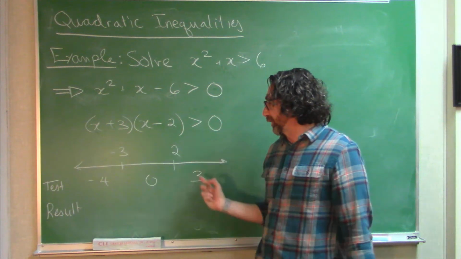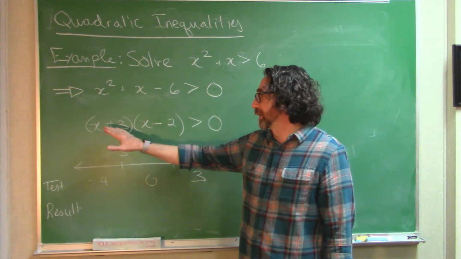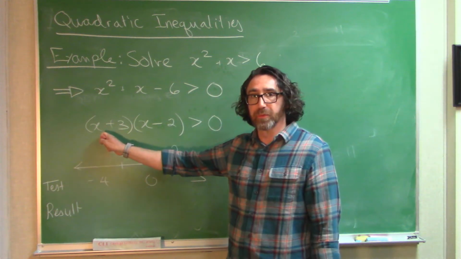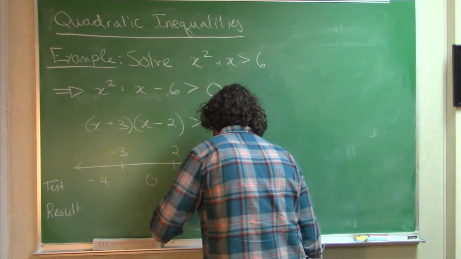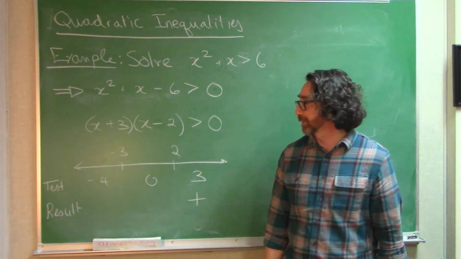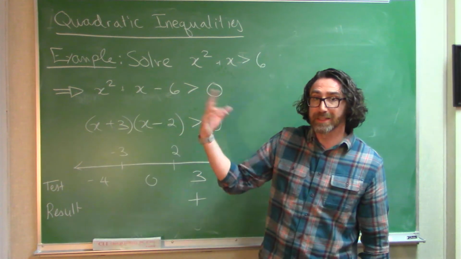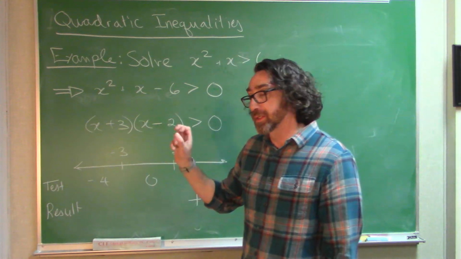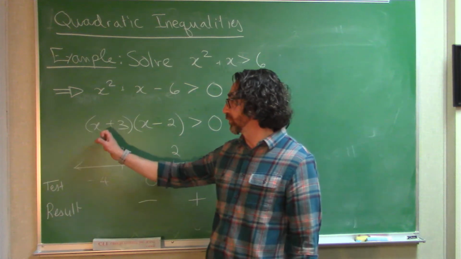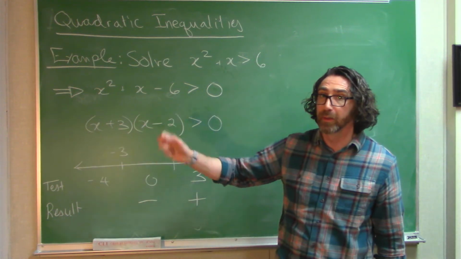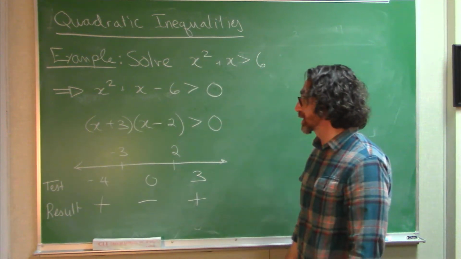If I plug that x value in here, 3 minus 2 is 1. What matters is that it's positive. So if I plug in 3, this factor is positive, this factor is positive. The product of two positive numbers is positive. If I plug in 0, this factor is positive, this factor is negative. I have one of each in the product, so the result is negative. Here, if I plug in -4, this factor is negative, so is this one. I have two negatives multiplied together. The product of two negatives is a positive.